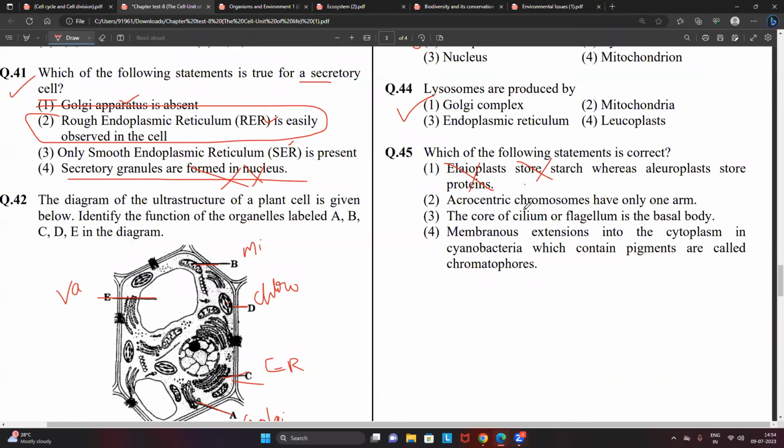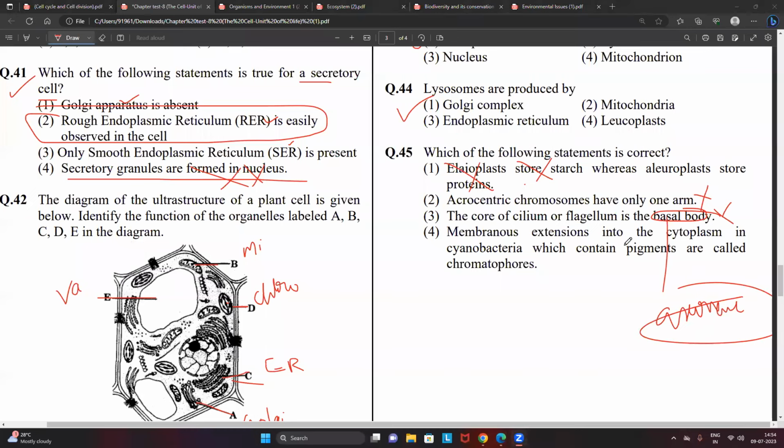Option 2, acrocentric chromosomes have only one arm. Sorry, that is a wrong statement; it has more than one. Option 3 says that the core of a cilium or flagellum is the basal body. It is wrong, right? The core of a cilium or flagellum contains the axoneme. No need to get confused with that.